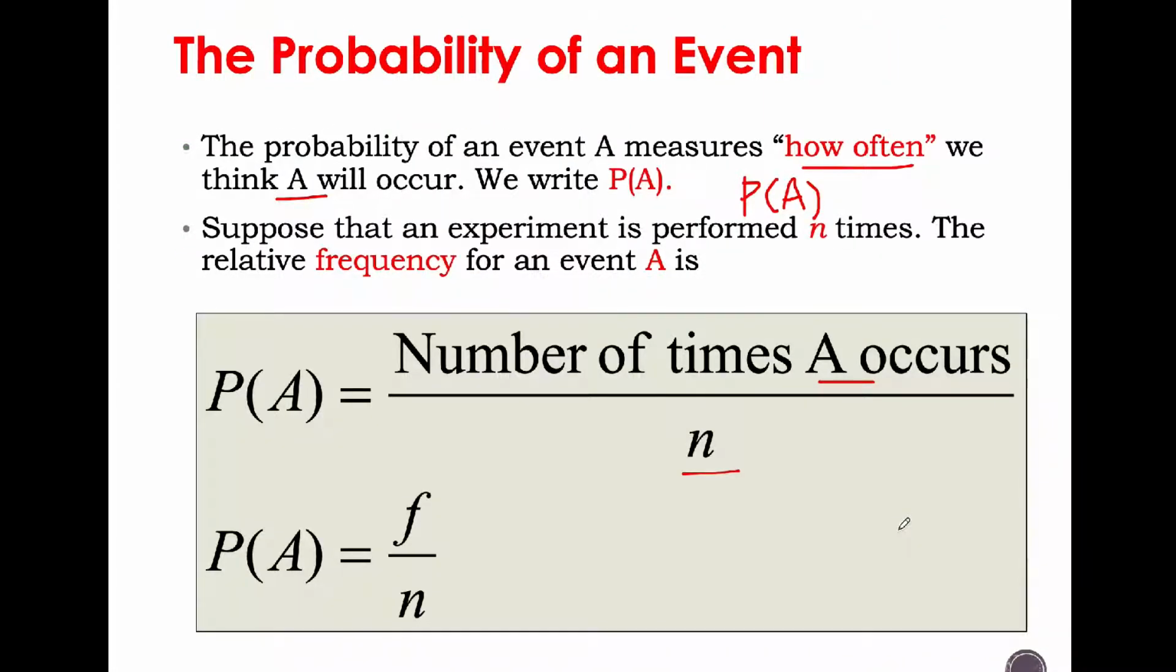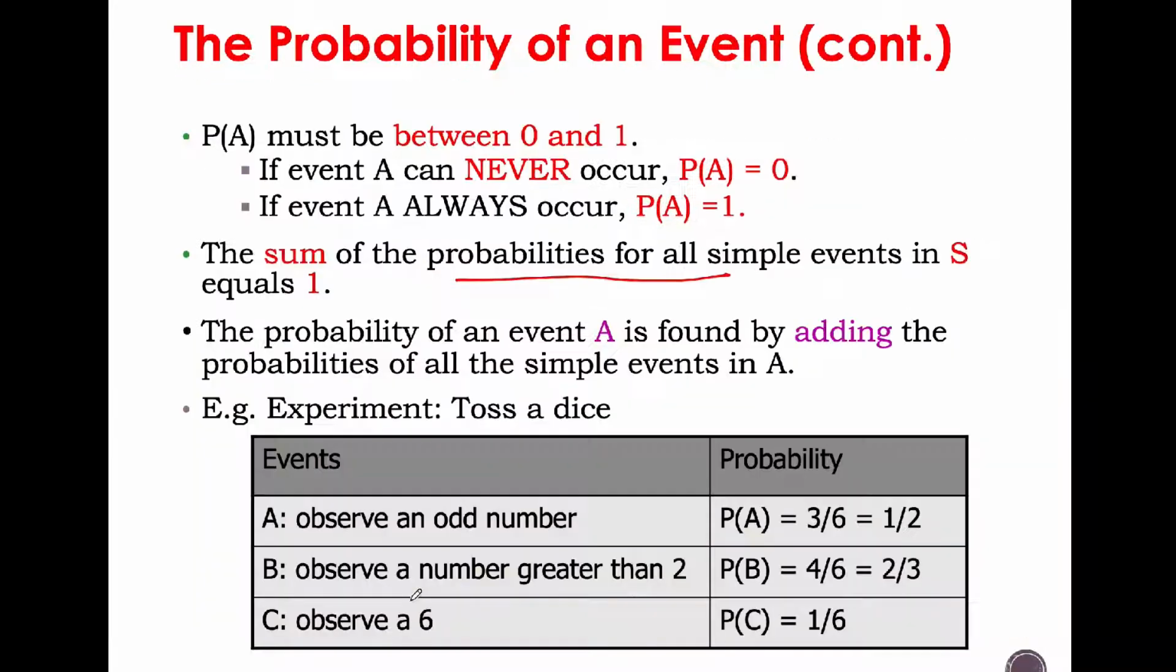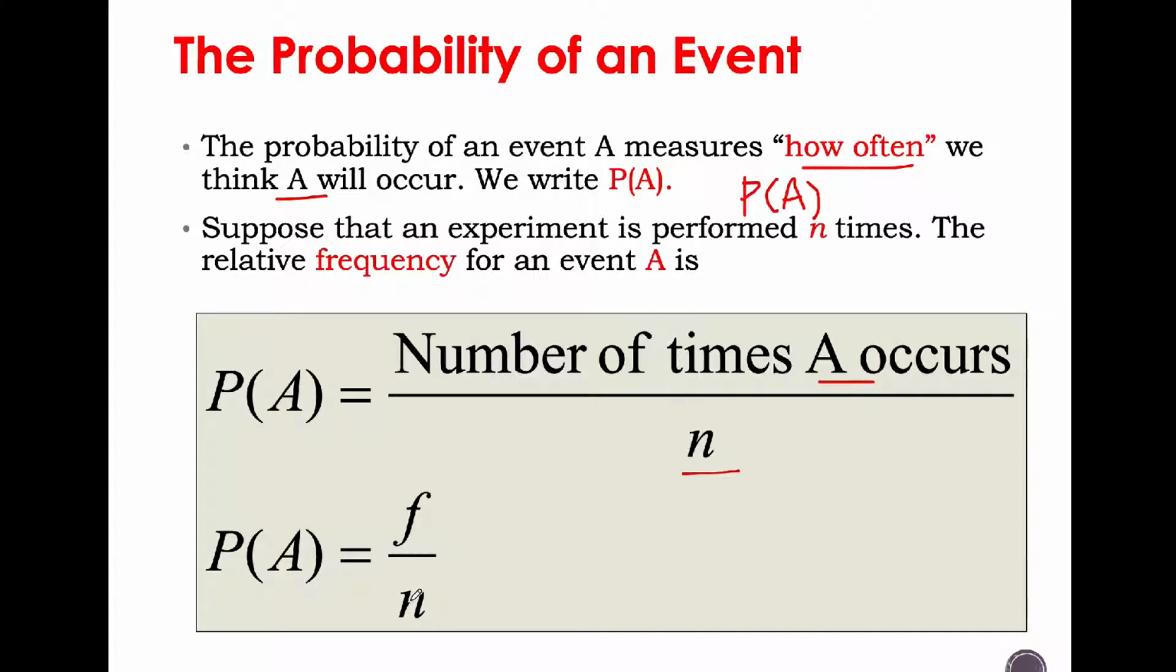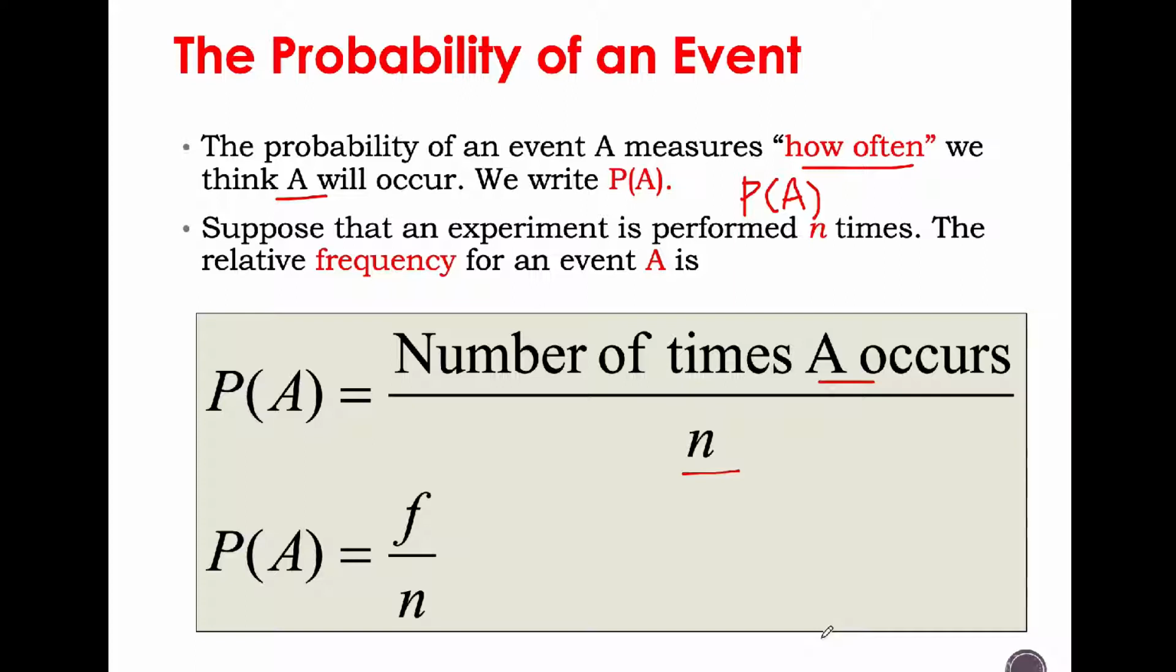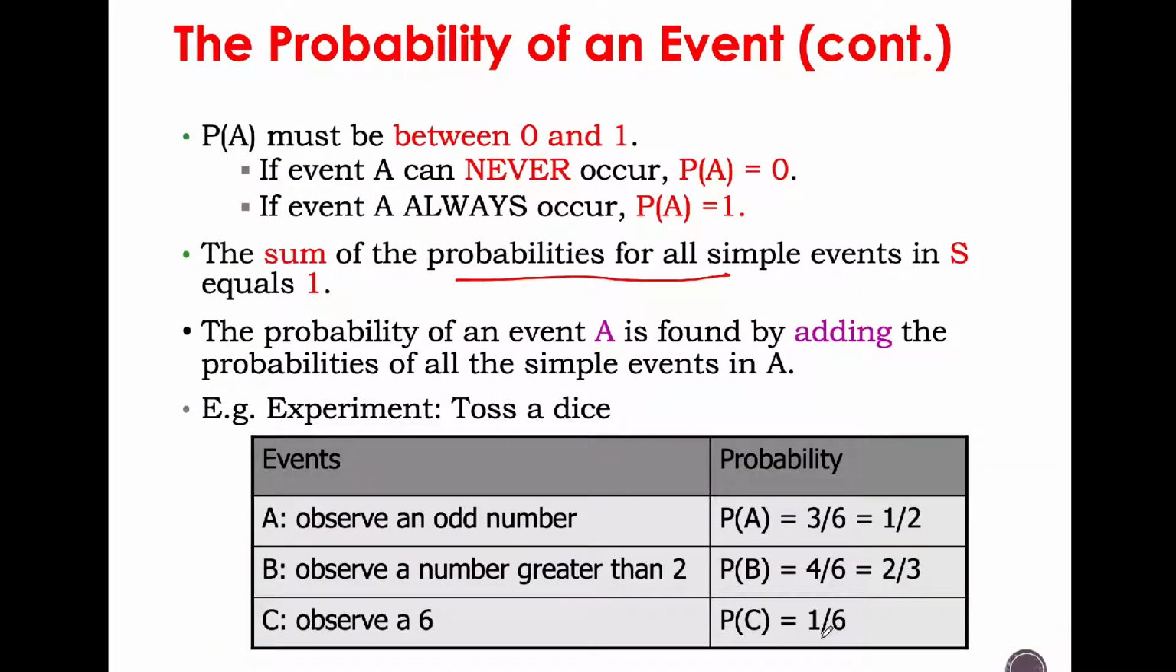So that's why, here, the 6 is the N, which is the number of times the experiment is performed. In this case we have 6 surfaces, so like 6 times, because you toss a dice.